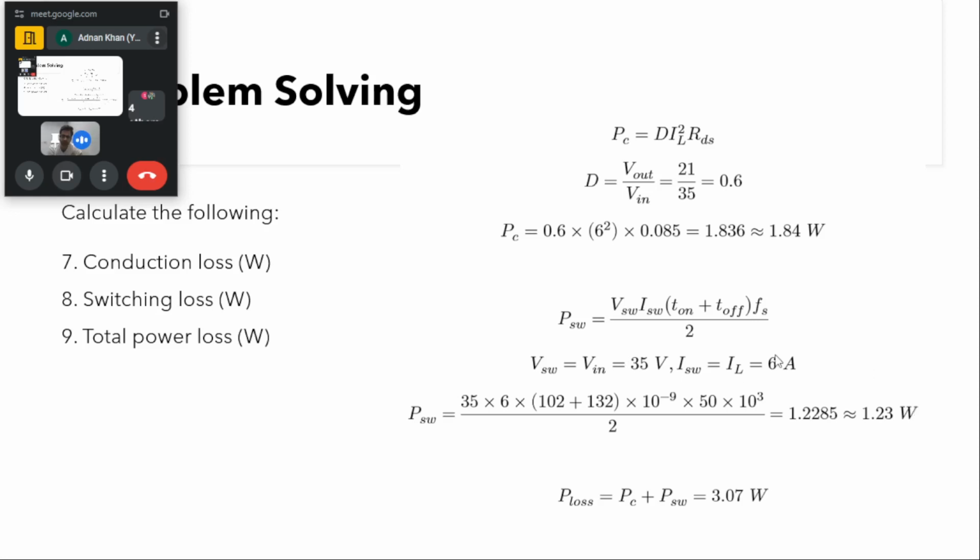Nanosecond into the switching frequency, that is around 50 kilohertz, divided by 2, that will come out to be 1.2285 watt.